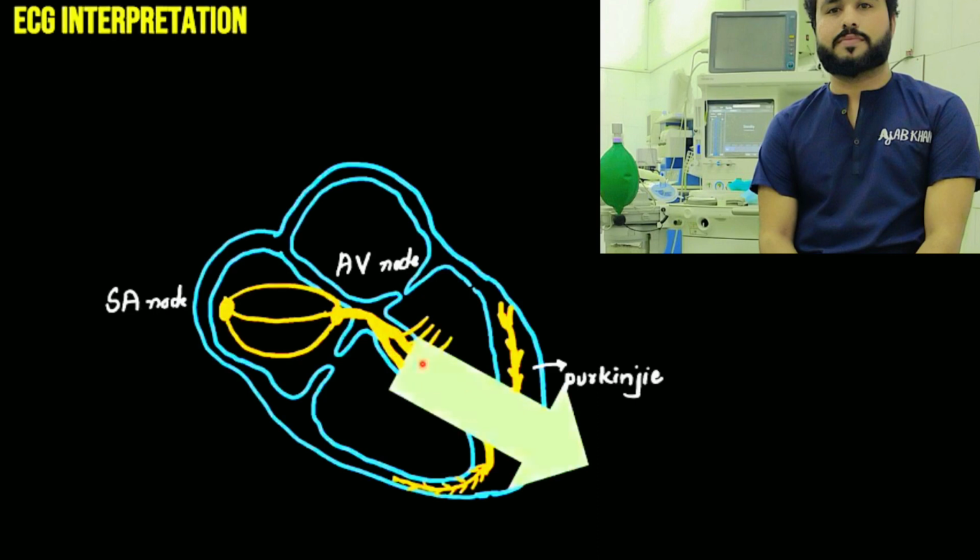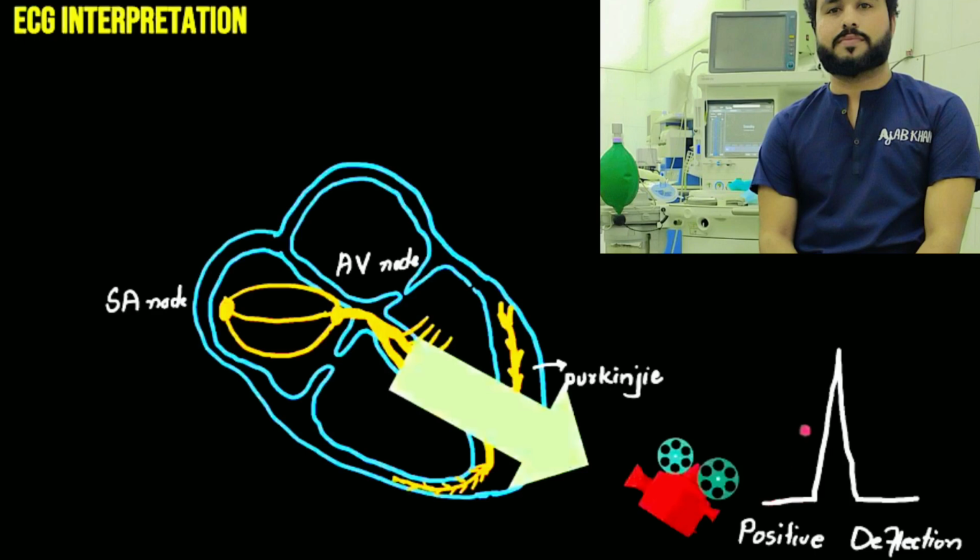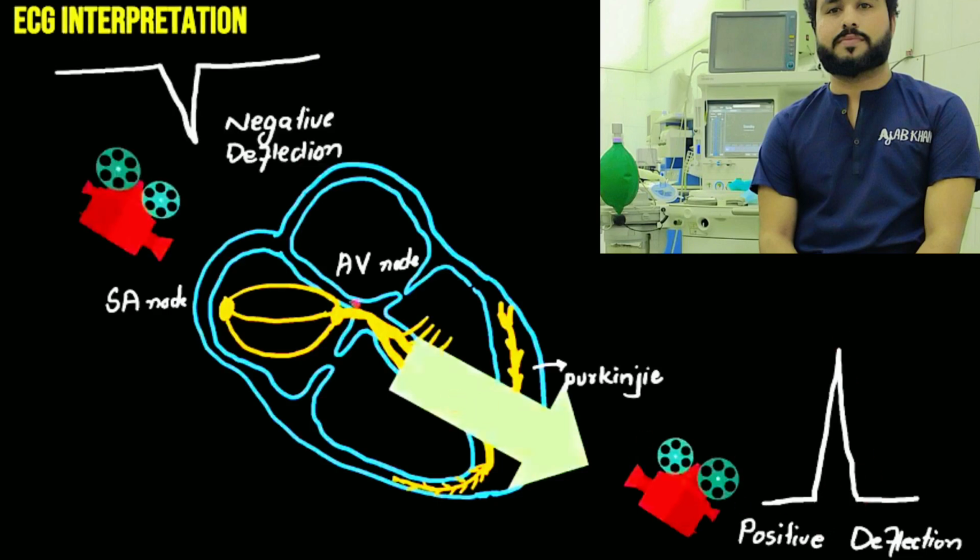And if there is an electrode present directly in front of this current flow, that positive electrode, that camera, will show a positive deflection. If there is a lead present in front of this current flow, that lead will show a positive deflection. And if a lead is present behind the current flow, that lead will capture a negative deflection, because the current is moving away from this lead. Current flowing towards the lead shows a positive deflection.